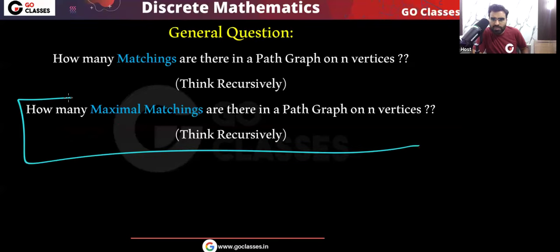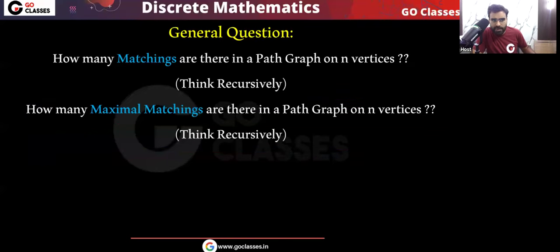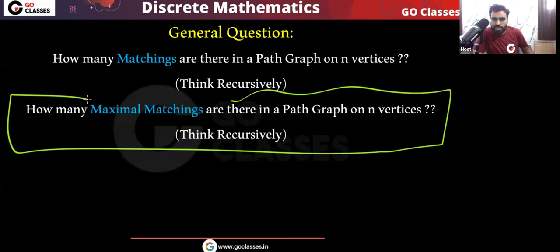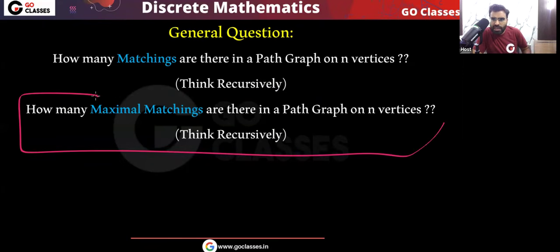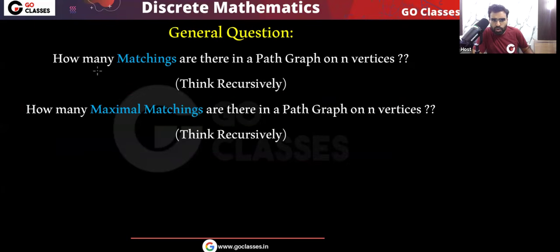We will answer this question also, and this question also. Actually, this second question we have already answered in the previous part, part 2. You can find the link in the pinned comment in the description. But here again I will solve it quickly. The reason is I want to show you the difference between matching and maximal matching, meaning how to think recursively to count the number of matchings and how to think recursively to count the number of maximal matchings.